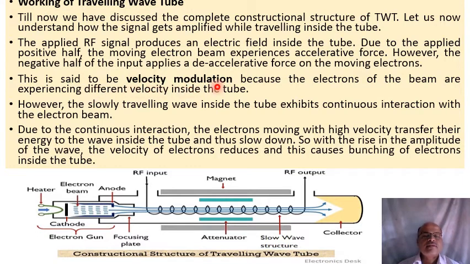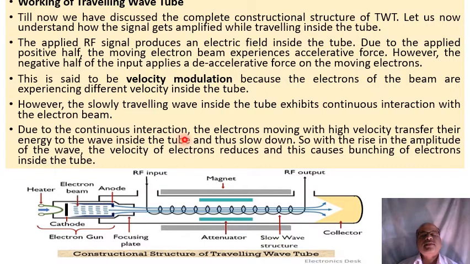This is said to be velocity modulation because the electrons of the beam are experiencing different velocities inside the tube. That is, there is a variation in velocity, and as there is a variation in velocity, velocity modulation takes place. However, the slow traveling wave inside the tube exhibits continuous interaction with the electron beam. Okay, so this RF field interacts with the electron beam as there is a slow wave structure, and through this interaction velocity modulation takes place, and we get the amplified output from this side.